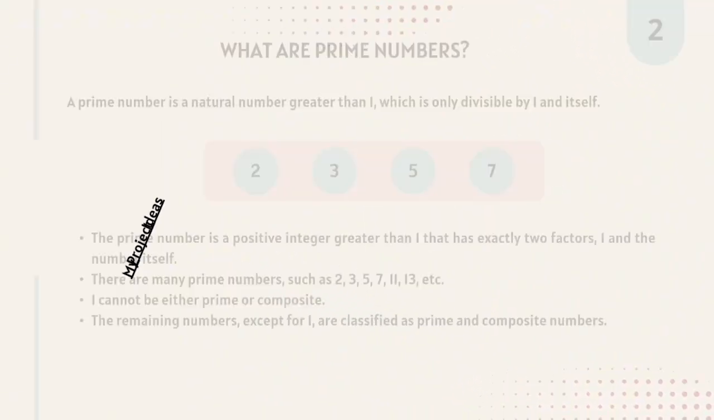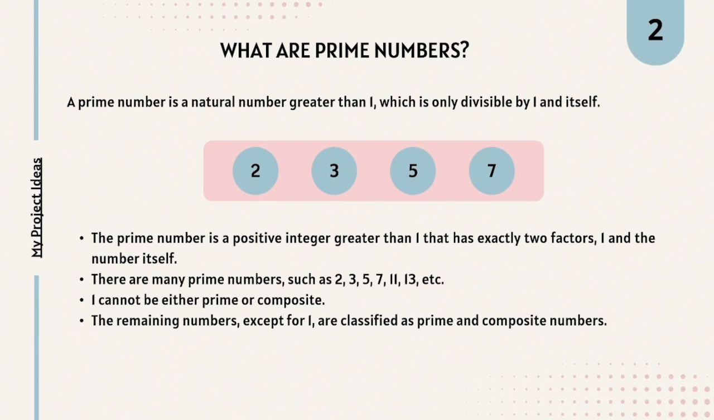So let's move further. What are prime numbers? A prime number is basically a natural number which is greater than 1 and is divisible by 1 and the number itself. It starts from 2. So it's 2, 3, 5, 7, 11, 13, and it continues further. Again, a definition of a prime number can be a positive integer which is greater than 1 and has two factors, that is 1 and the number itself.